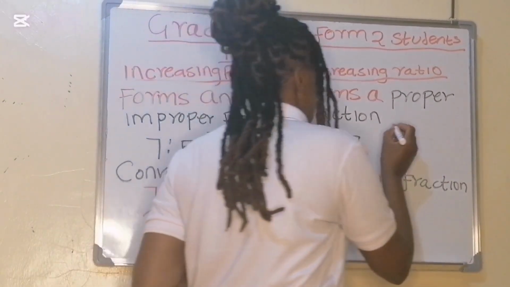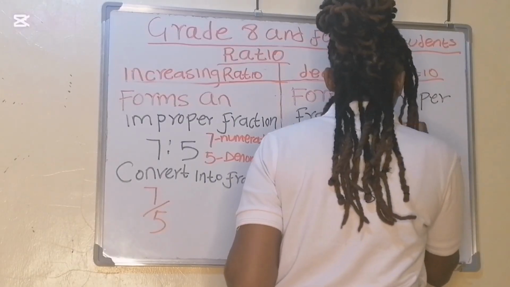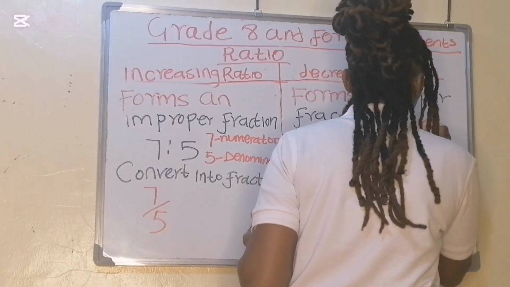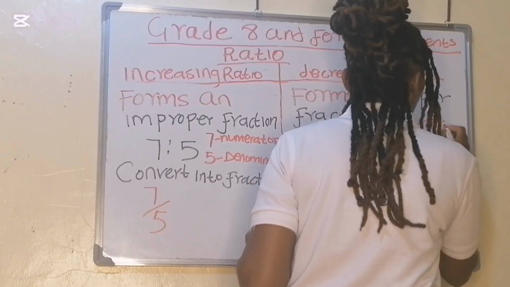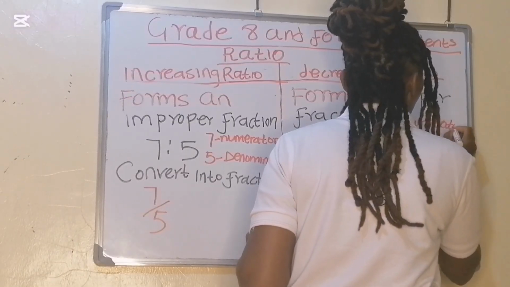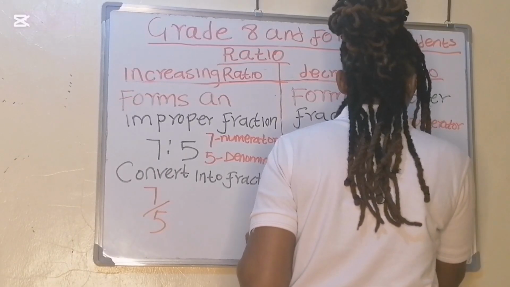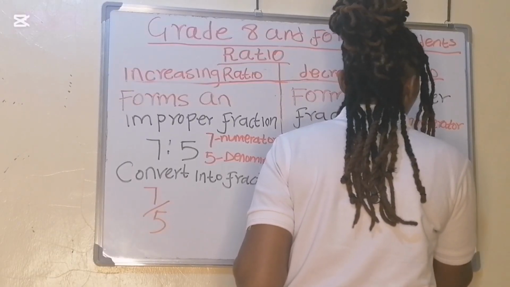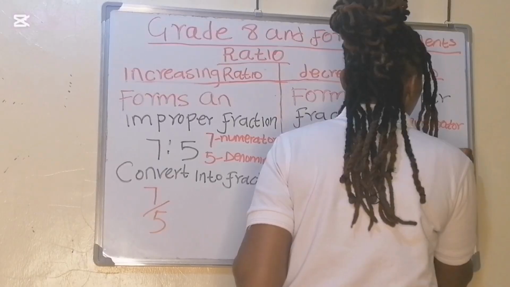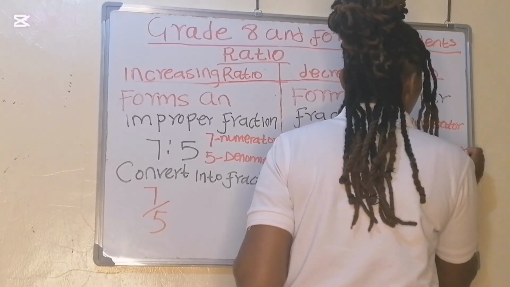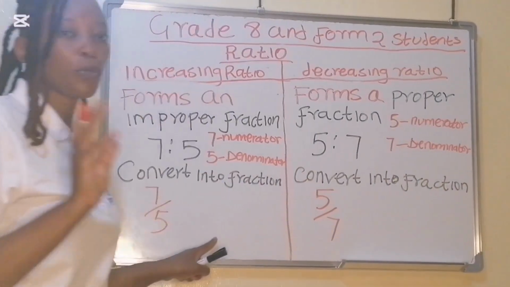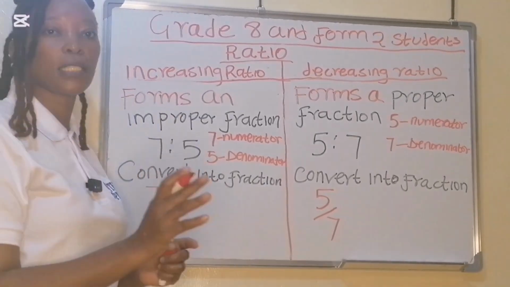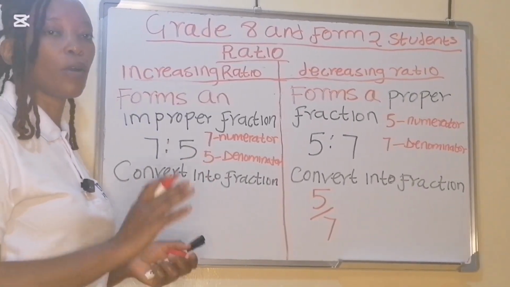Okay, in this case here, 5 is the numerator of a decreasing ratio. 5 is the numerator, 7 is the denominator. I hope now you will get it. I hope up to that point you now understand the difference between a decreasing ratio and an increasing ratio.